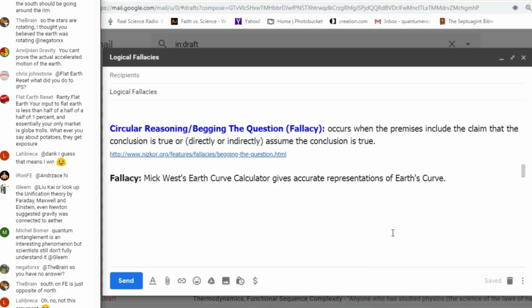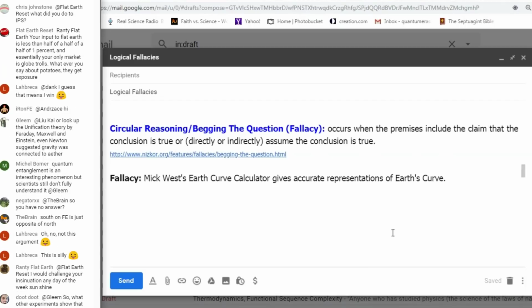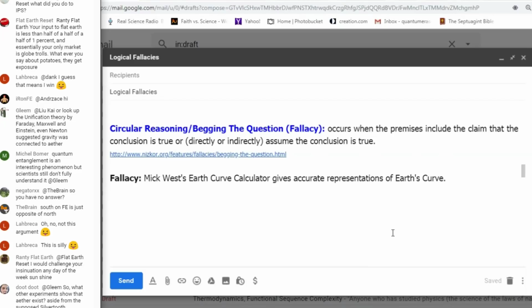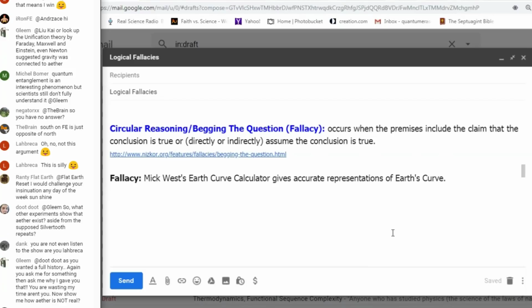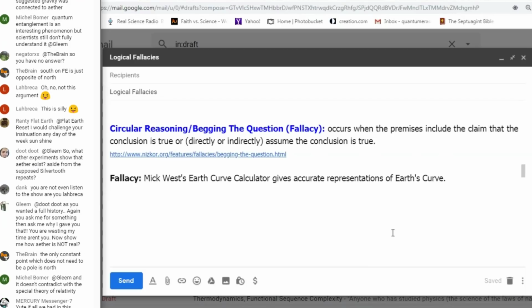So if you're trying to prove something, can you automatically assume it is the case, as the Earth curve calculator absolutely does? It says it in the title. It's an Earth curve calculator. So you've already got Earth curve. That should be the thing that lets you know you're begging the question. You're automatically assuming the outcome.